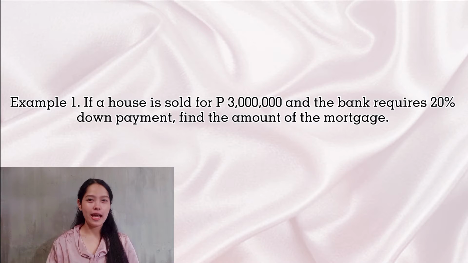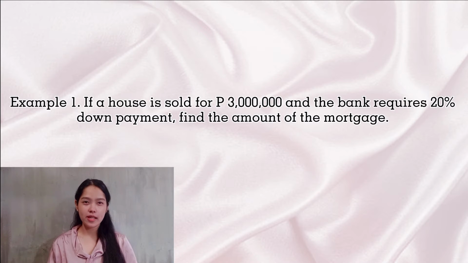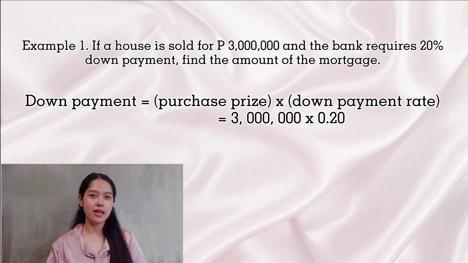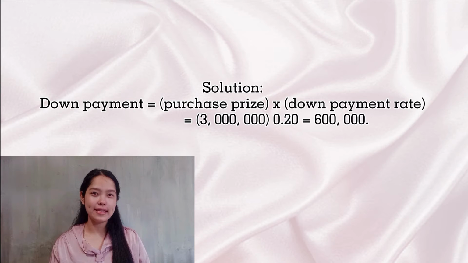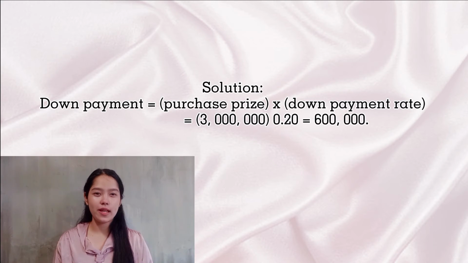For example, if a house is sold for 3 million and the bank requires 20% down payment, find the amount of the mortgage. Let us find the values, then substitute to the given formula. Purchase price is 3 million, down payment rate is 20% or 0.20. Solution. Down payment is equal to purchase price 3 million times down payment rate 0.20 is equal to 600,000.